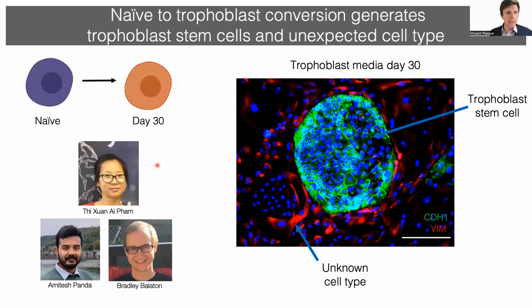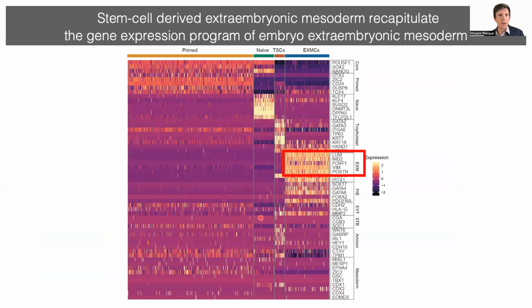And what we discovered is that naive to trophoblast fate induction not only induces trophoblast stem cells, but also induces another unexpected cell type. We were puzzled for a while as to what these cells were, but by using single-cell transcriptomics and alignment to single-cell atlases of human embryos, we found that the unknown cells correspond to extraembryonic mesoderm cells. The unknown cells express all the expected extraembryonic mesoderm genes from monkey and human datasets, but not genes from other lineages.